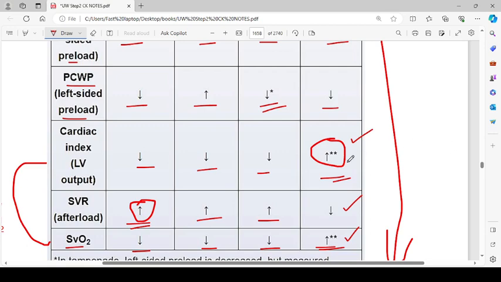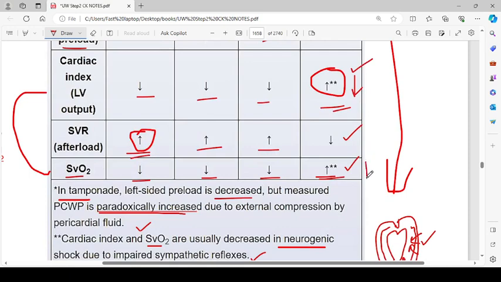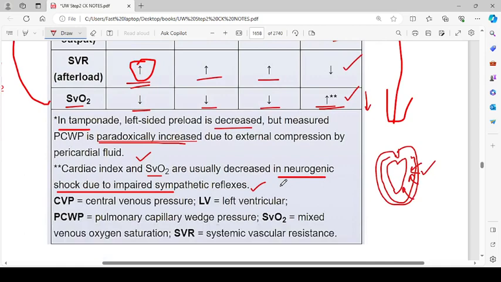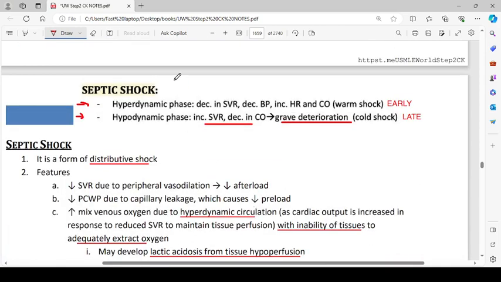So that is why the heart rate will decrease in neurogenic distributive shock, and SpO2 will also decrease in neurogenic distributive shock, because of the same reason, I guess. So remember that in neurogenic type of distributive shock, the cardiac index and SpO2 will decrease. The next point is about septic shock.